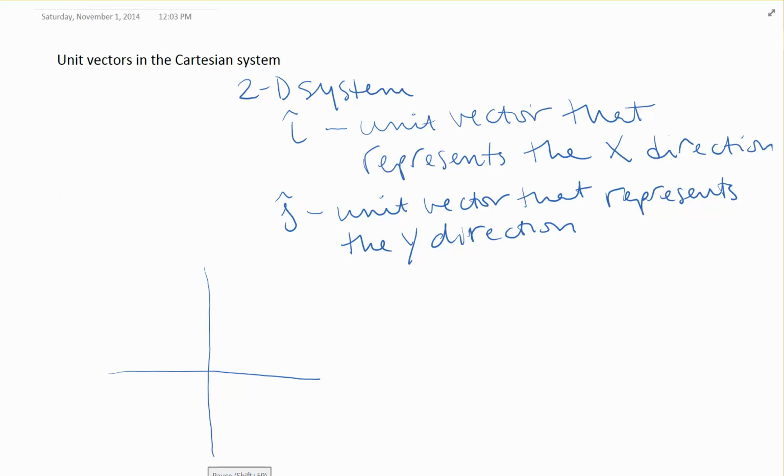Today we're going to talk about unit vectors in the Cartesian system. We're going to start out with the 2D system, and then next we will go to the 3D system. So you'll see down here at the bottom left I have a simple 2D Cartesian system. I don't have it labeled yet, we'll do that in just a second. And you'll notice up here that I've got an I and a J. So let's go ahead and draw on this figure what I and J are.